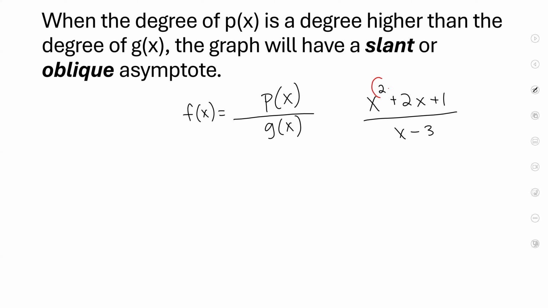Let's say I have x squared plus 2x plus 1 on the numerator, and I have x minus 3 in the denominator. Notice the highest degree here is a 2, and the highest degree here is 1. The numerator is just 1 degree higher. Whenever you have that, that means you're going to have a slant asymptote, okay? So when it's bigger on top by just 1, we're going to have a slant asymptote. All right, so let's look at some examples.